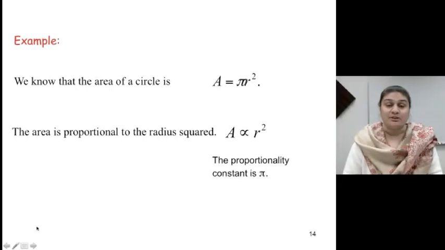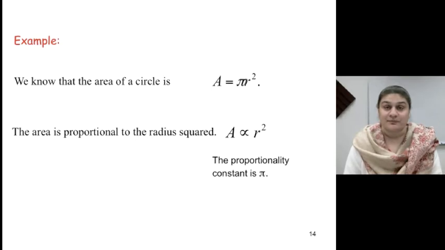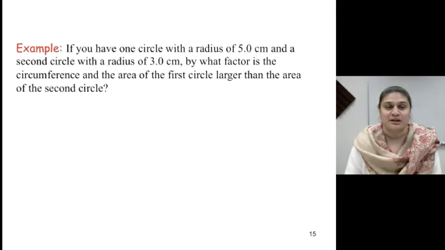A really good example about proportions is, say, area. Area of a circle is directly proportional to r squared. That means as r increases, A increases, right? But it also means that the area increases as r times r. Now, what do I mean by that? Let's do an example, and that will make more sense. The example says if you have one circle with radius 5 centimeters and a second circle with radius 3 centimeters, by what factor is the circumference and the area of the first circle larger than the area of the second circle?